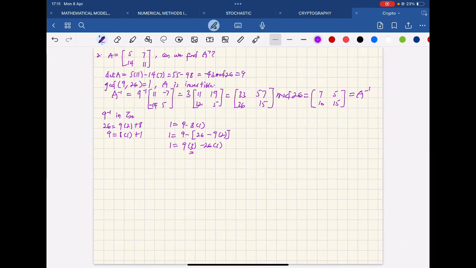I hope this is clear. So first of all, if you want to know if a matrix given to you is invertible, you have to find the determinant of that matrix. If the determinant of that matrix and the modulus given are co-prime, then it means that an inverse indeed exists. Then we go through this process to find it.